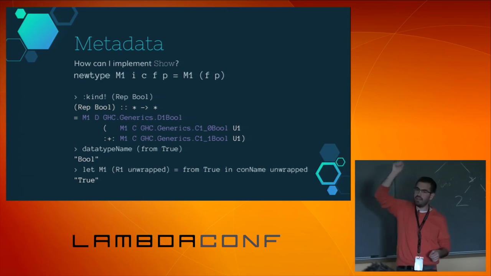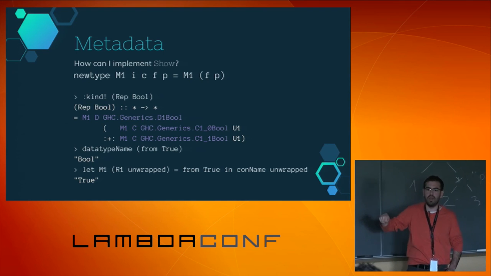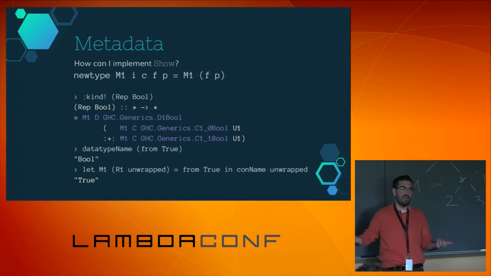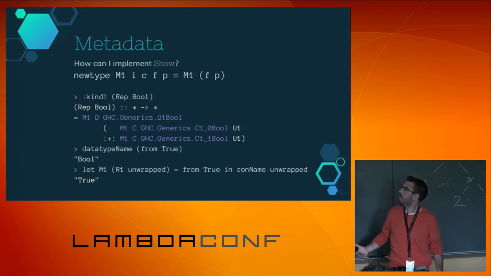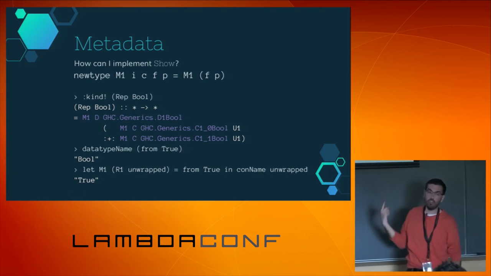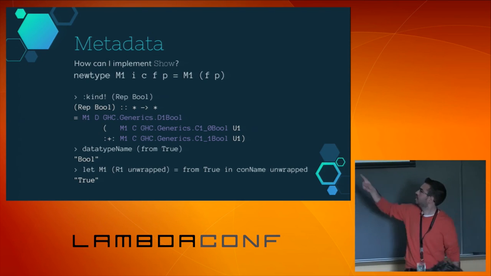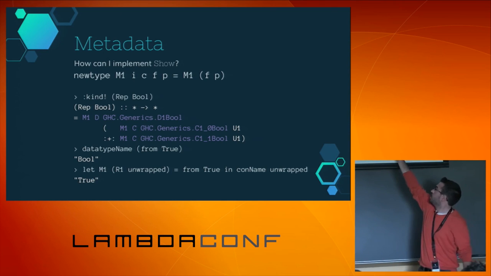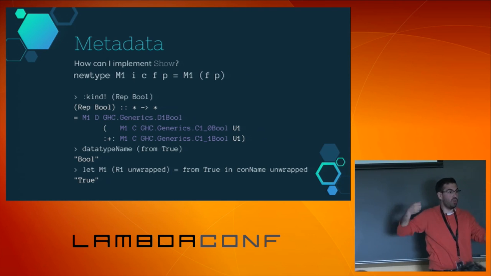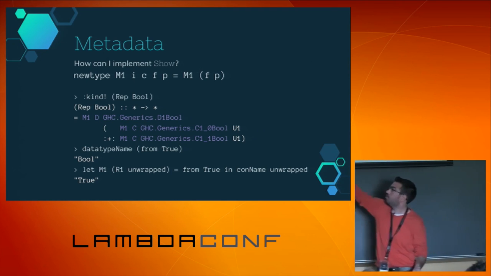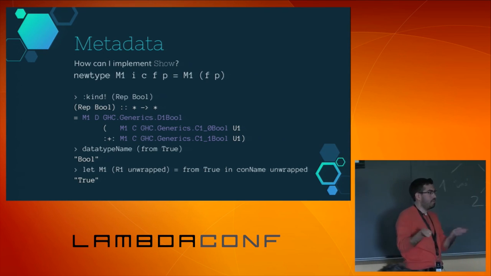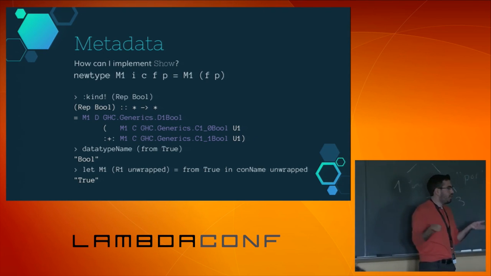You give me the kind, and this exclamation mark tells you, please also give me the type, not only the kind of the type. You will get something like this. And you see that what you would expect is two constructors which have no information, which are true and false, and you can choose about it. But there is some metadata which recalls the name.